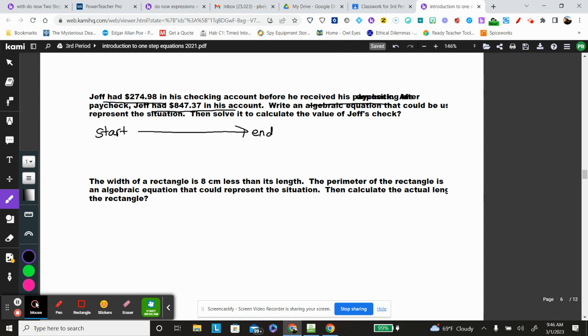What did Jeff start off with? 274.98. And then he got what? No, he didn't just jump to that. Then he got paid. Do I know how much he got paid? Do y'all know how much he got paid, off the top of your head? No. Whatever you don't know, you put as a variable, X. So X represents the amount he got paid.